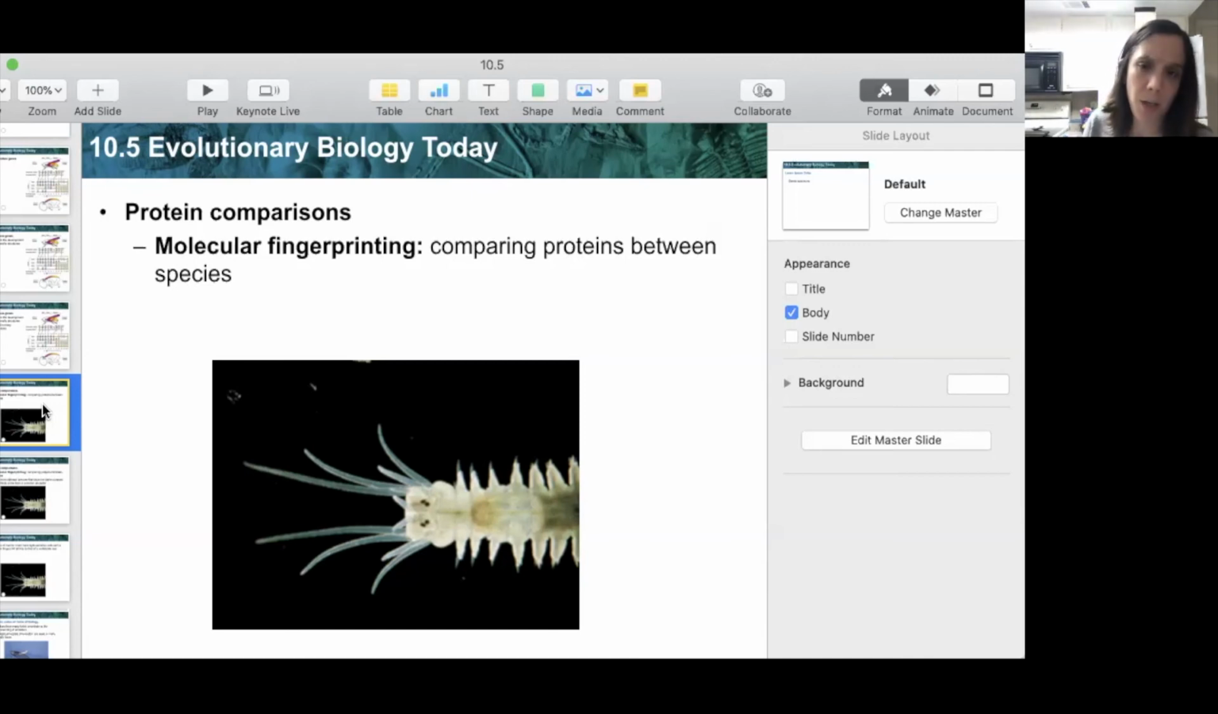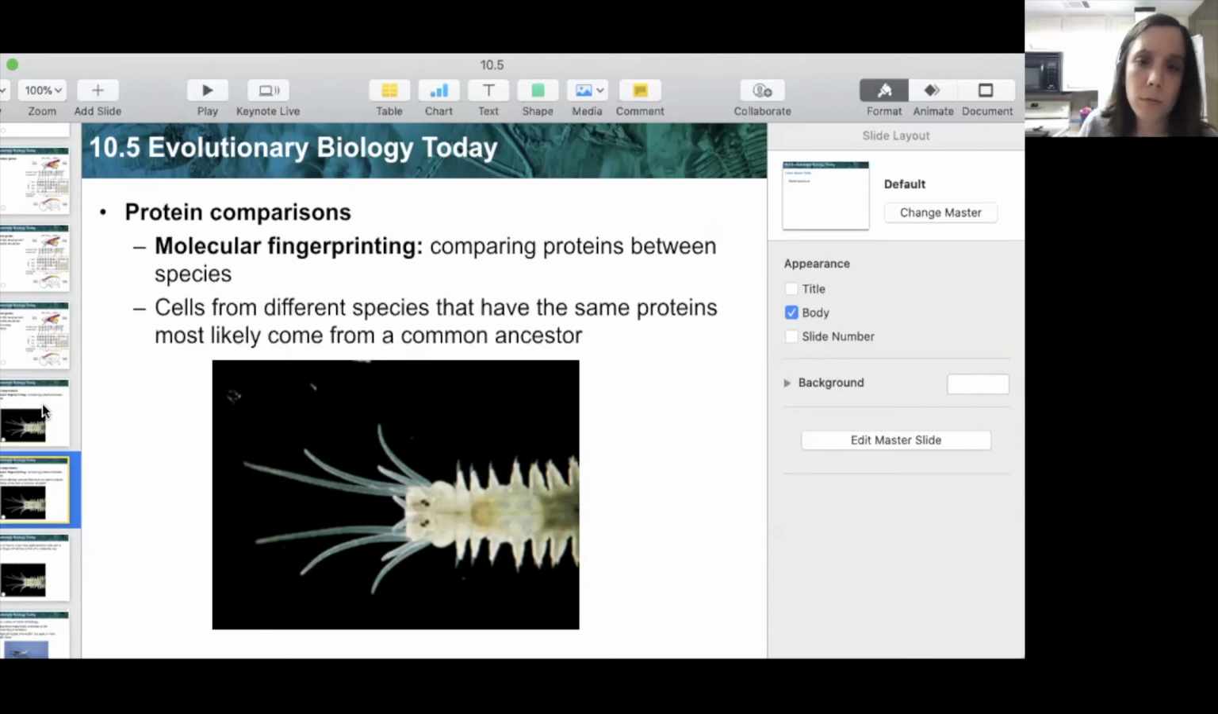Molecular fingerprinting is comparing proteins between species. So cells from different species that had the same proteins might have come from a common ancestor. Again, the idea is that the DNA had the code to make the protein, and it was passed on through the DNA to the offspring. And the animals over time might have diverged into different species.